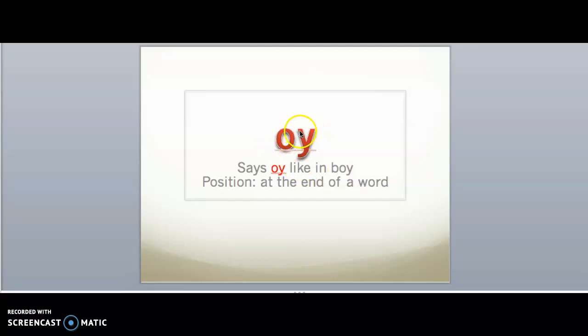O, Y says oi like in boy. Position at the end of a word.